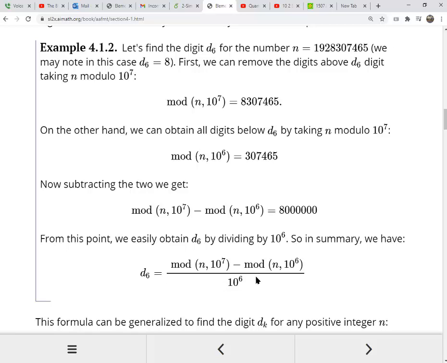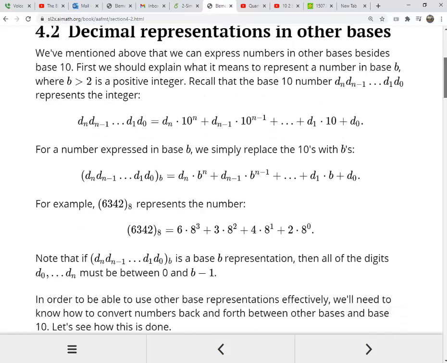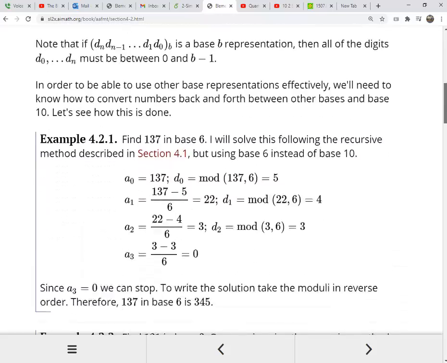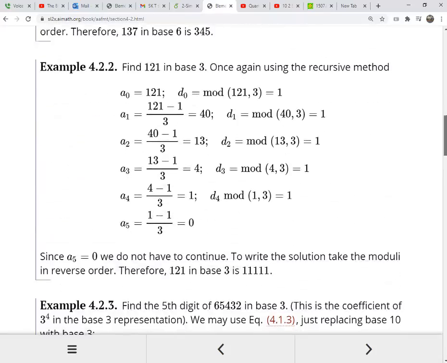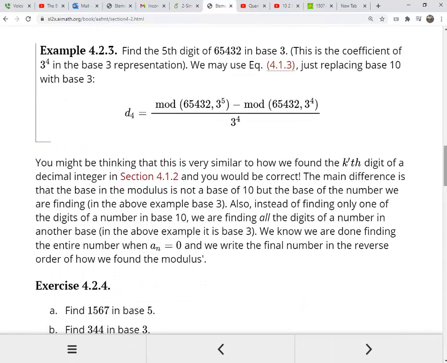Now again, there's nothing sacred about 10. Instead of doing this in base 10, I could do it in base B. So if I wanted the 6th digit in base B, I'd take mod b to the 7th minus mod b to the 6th divided by b to the 6th. Okay, so that's exactly what we're doing here. The nice thing about this is that when you're talking about a base other than 10, it's not obvious from looking at the number what the result should be. But my formula still gives me the correct value for the digit in another base.